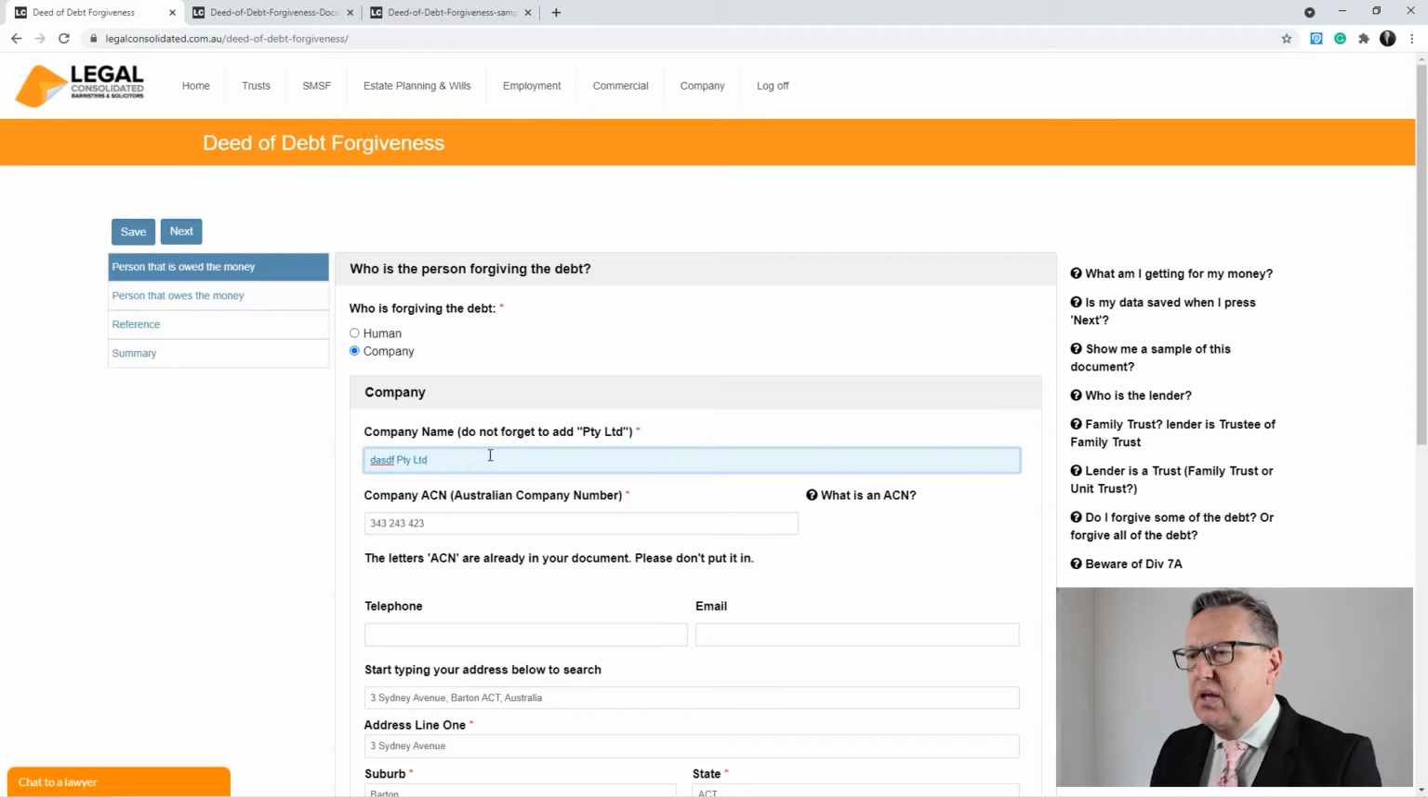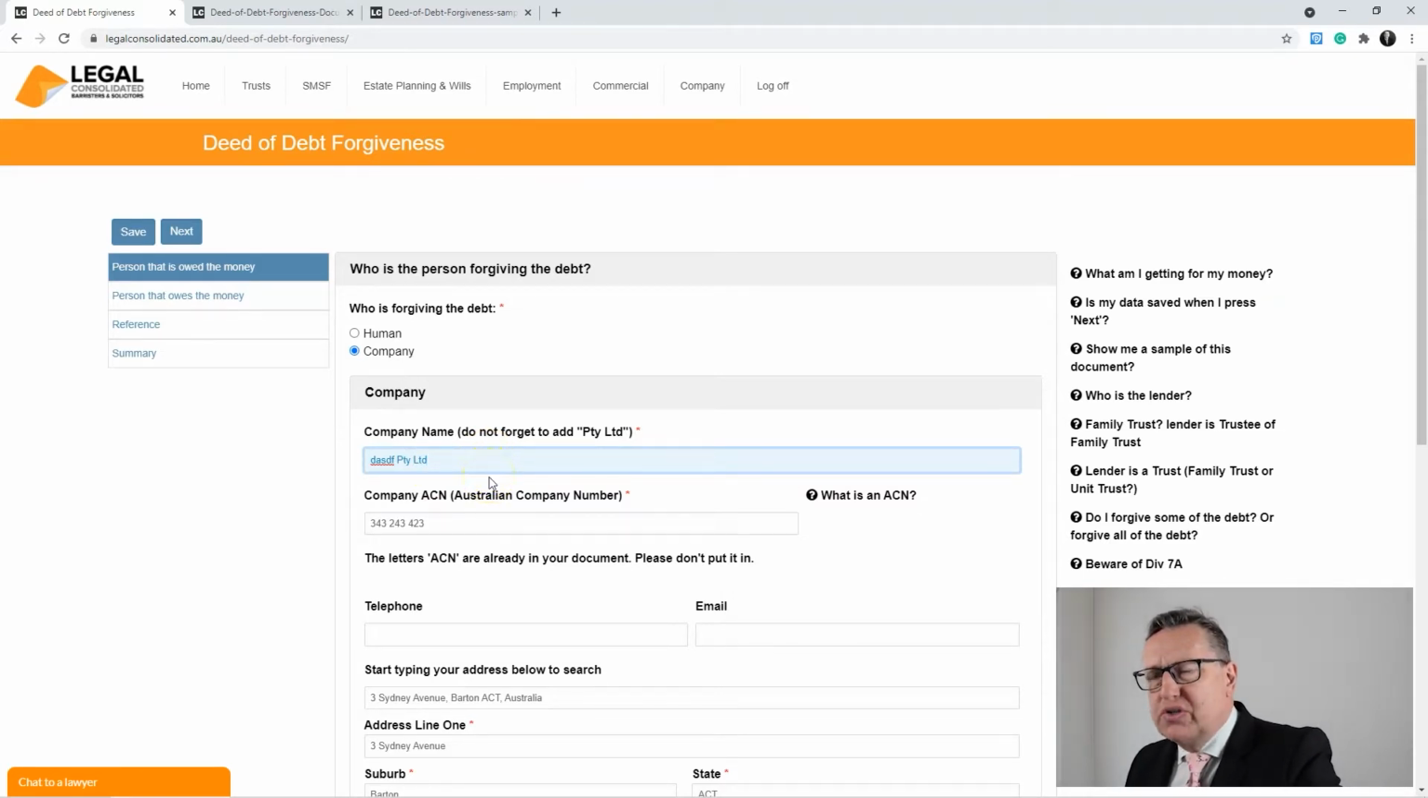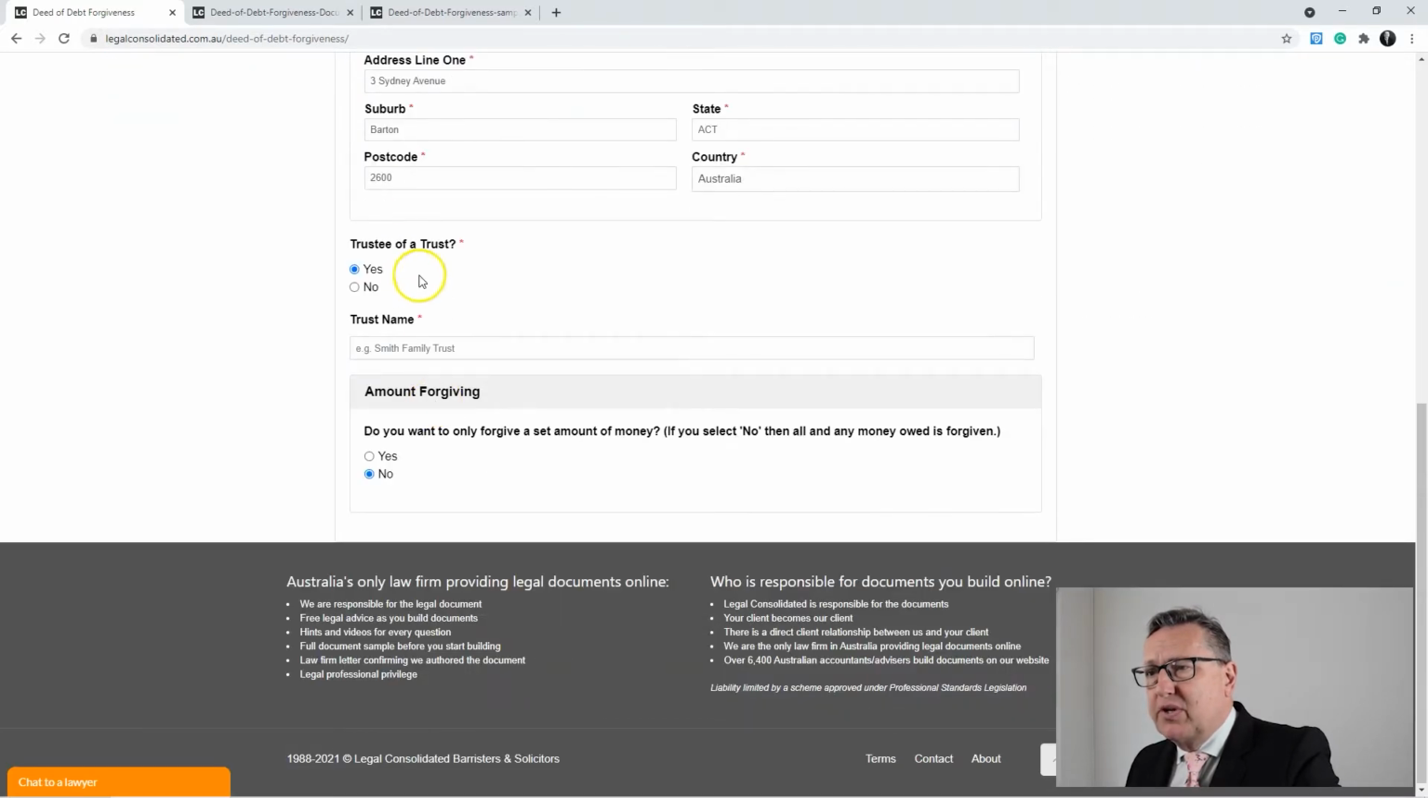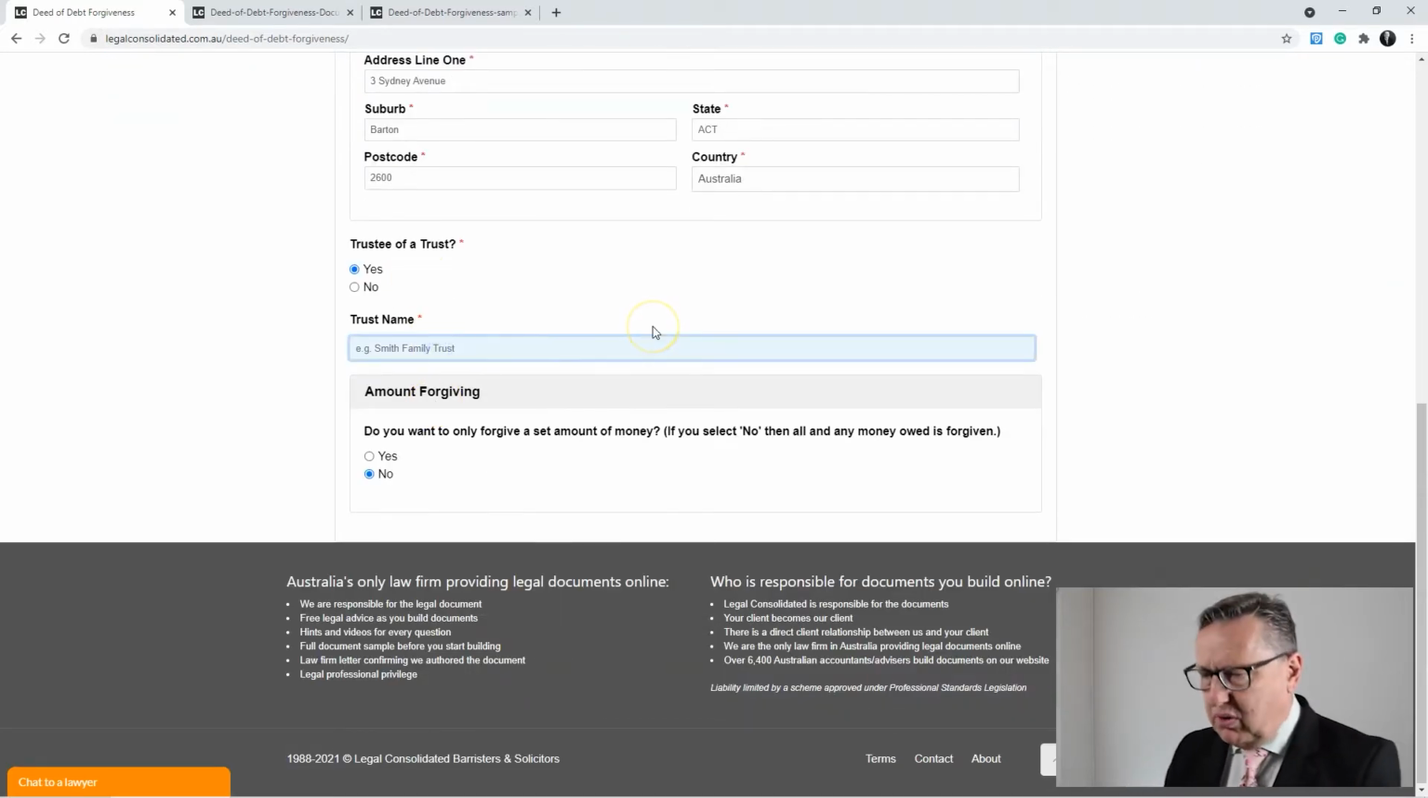Proprietary Limited is going to forgive a debt. So someone owes this company, as trustee of the family trust, some money. So let's call it the Smith Family Trust.